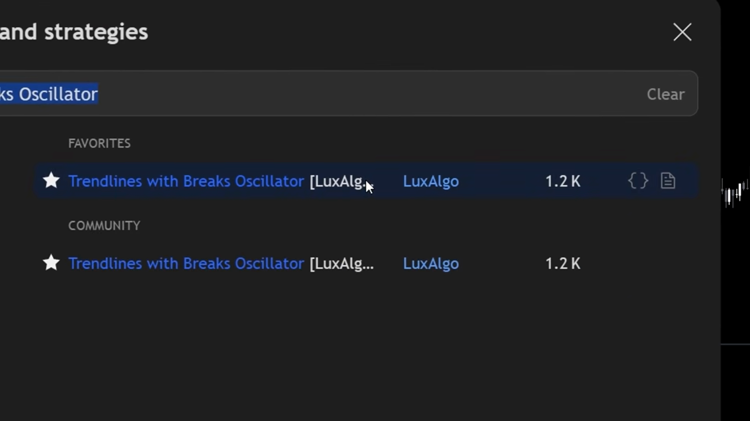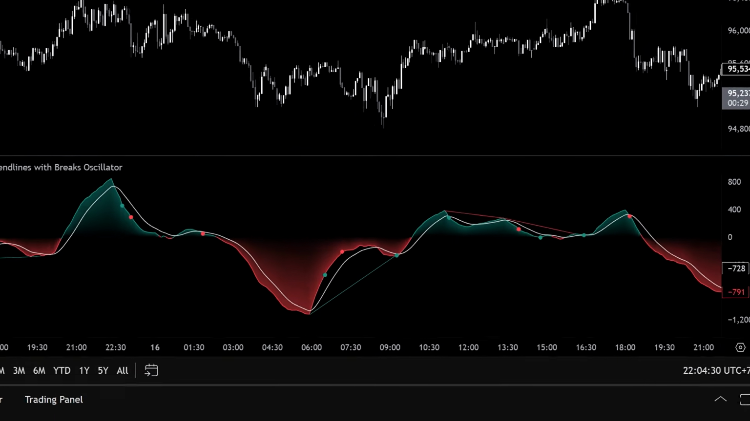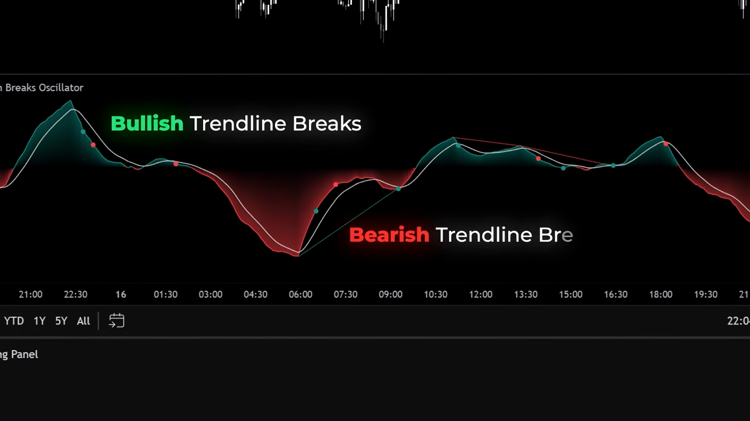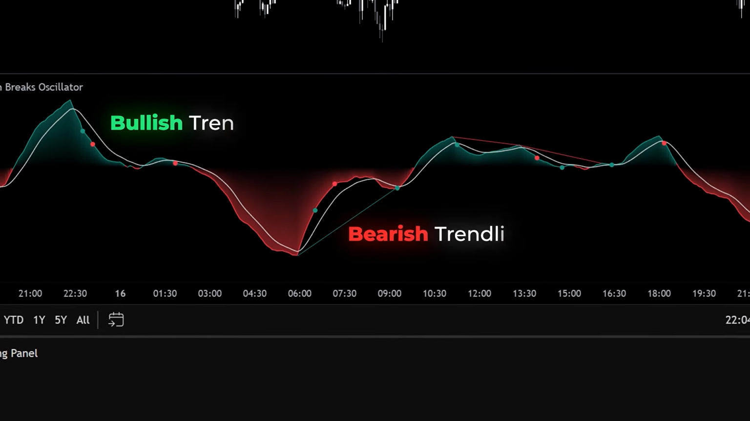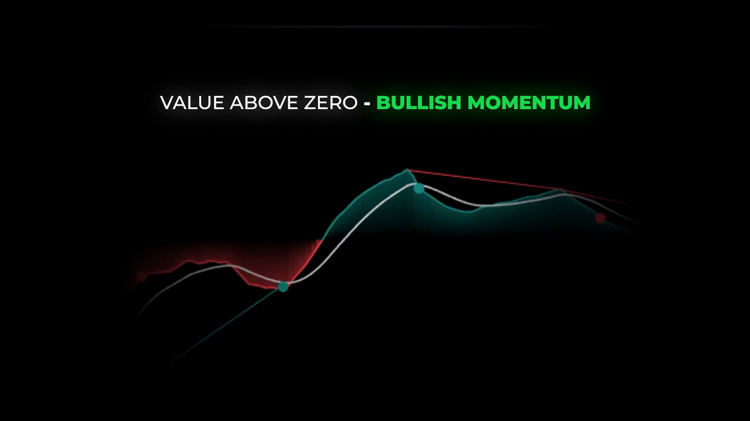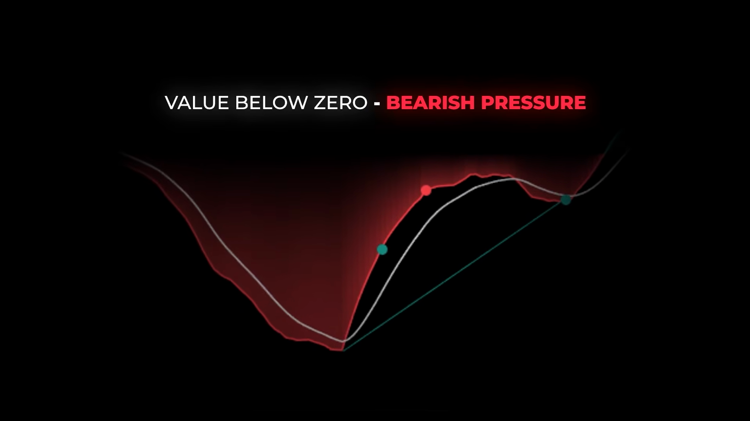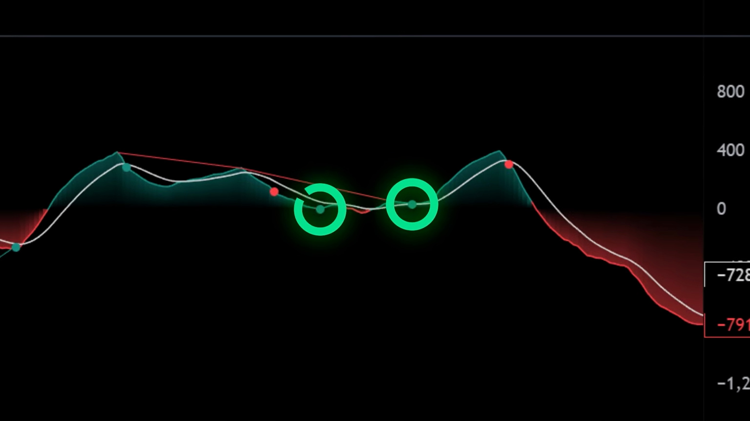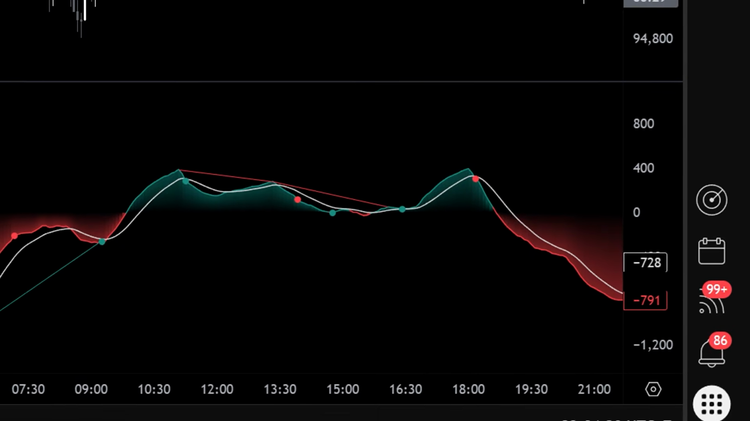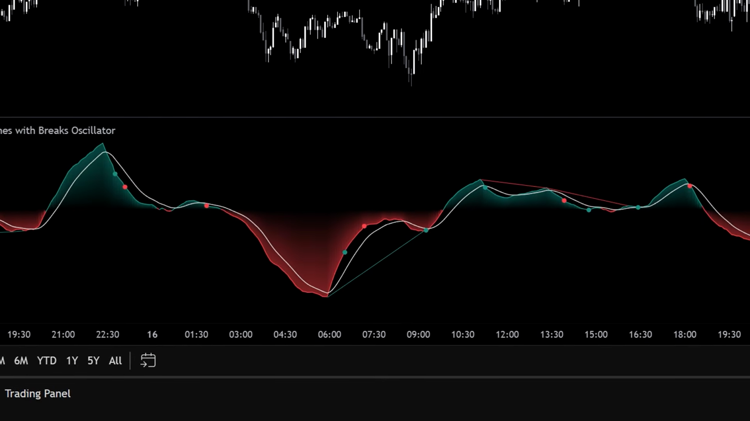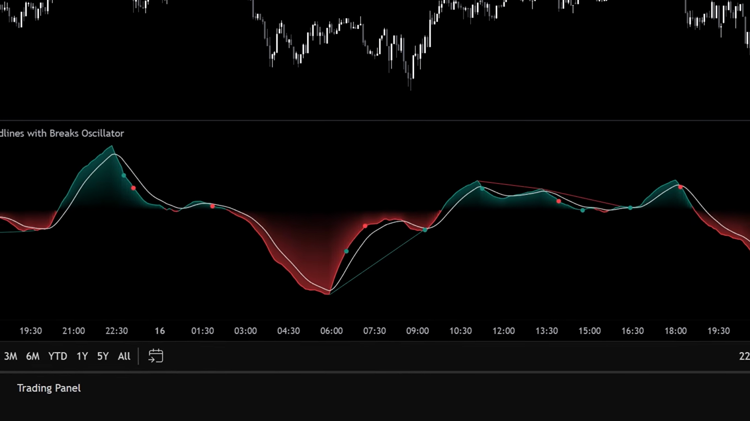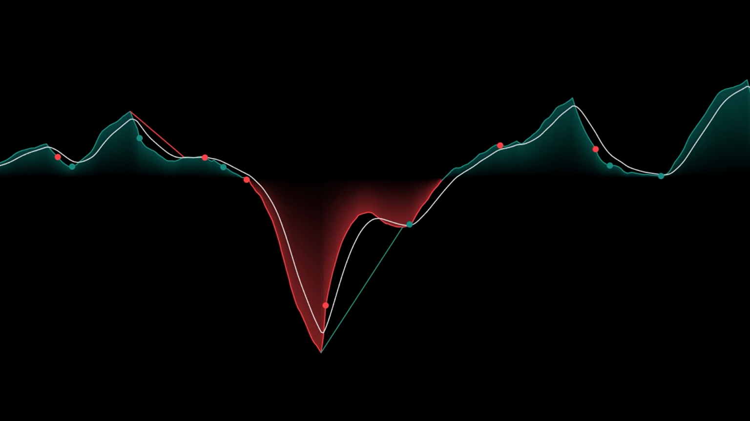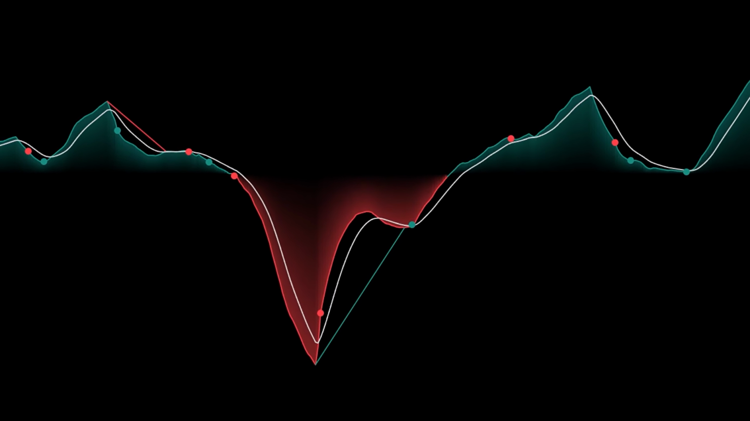Once the indicator is added, a smooth, wave-like oscillator appears beneath price. The colored area flips between green and red, depending on whether bullish or bearish trendline breaks are in control. Values above zero show bullish momentum, values below zero show bearish pressure, and the slope tells you whether that momentum is accelerating or fading. Green and red dots mark where new bullish or bearish breaks were confirmed, so you can see which parts of each swing are driven by fresh breakouts. The height of each wave reflects how far price travels away from its broken trend lines. The larger that distance, the stronger the reading.